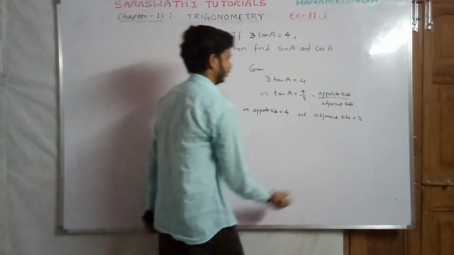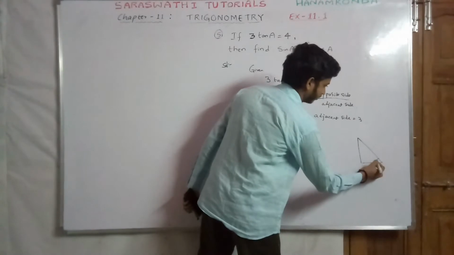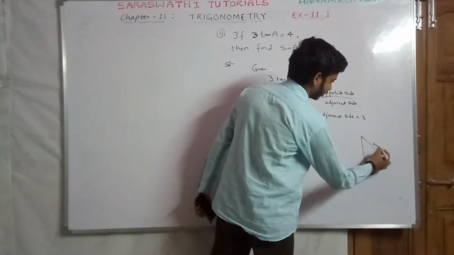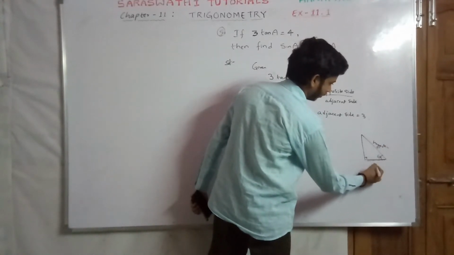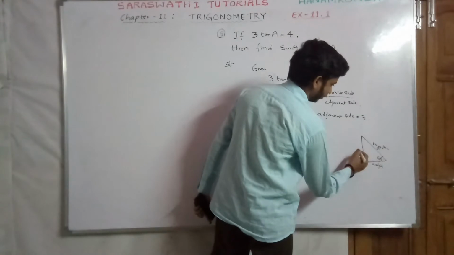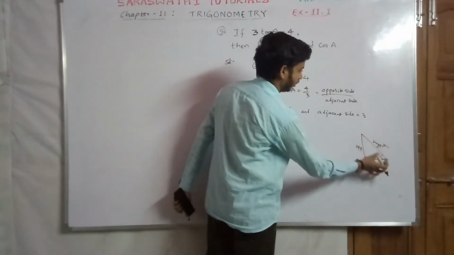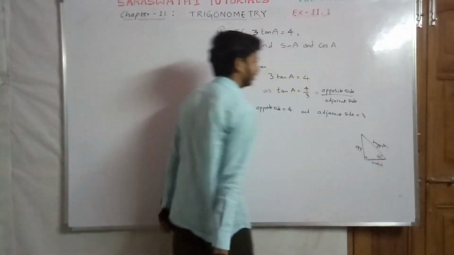Adjacent side equal to 3. So if we consider a right angle triangle and here is the angle theta, the longest side here is the hypotenuse. This is the adjacent side to theta, and this is the opposite side to theta. By using Pythagoras theorem, we can write hypotenuse square equal to the sum of squares of the other two sides. That means hypotenuse square equal to opposite side square plus adjacent side square.